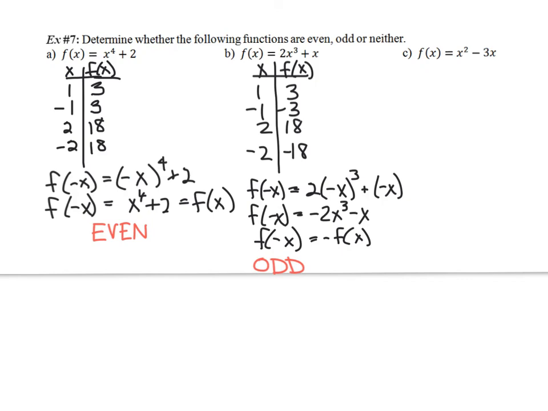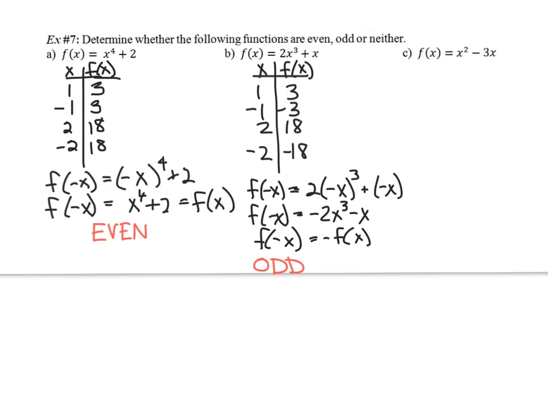By examining the table of values for f of x equals 2x cubed plus x, I see that opposite inputs give opposite outputs. So that gives me the idea, the conjecture, that this must be an odd function. To prove it, I'm going to go ahead and substitute negative x in for x, and I find out that f of negative x is equal to the negative of f of x. So yes, I'm correct, this must be an odd function.